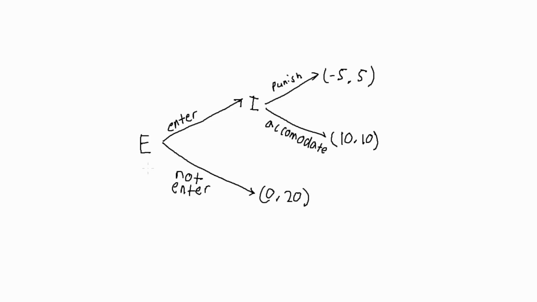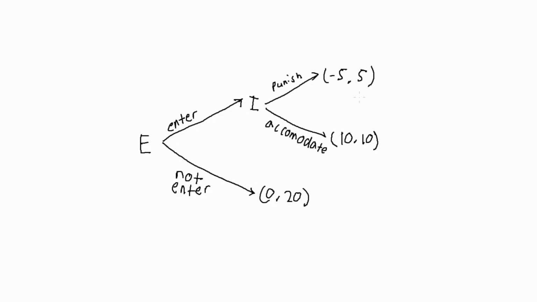Okay, so let's consider an example of market entry with a market entrant labeled E and an incumbent already in the market. So in this game, the market entrant can either choose to enter or not enter. The incumbent then observes this decision and decides to punish the entering firm or to accommodate them. And in each bracket, the first number represents a payoff going to the entrant firm, and the second number represents a payoff going to the incumbent firm.